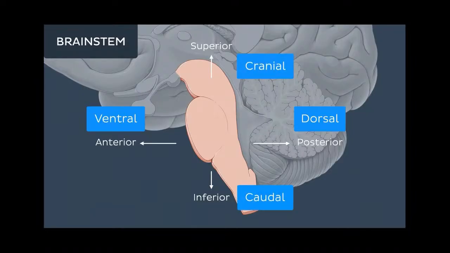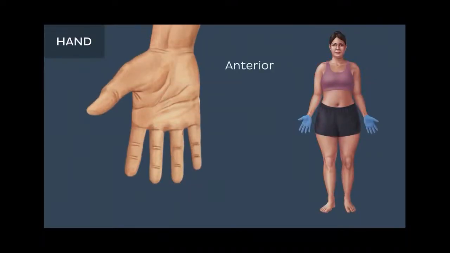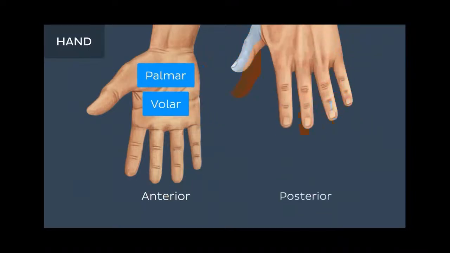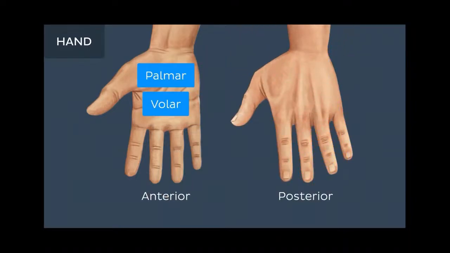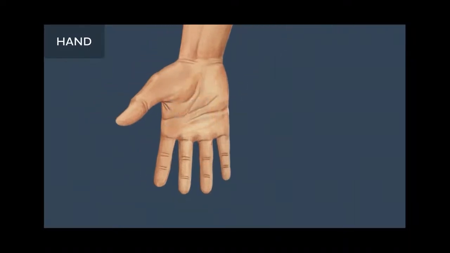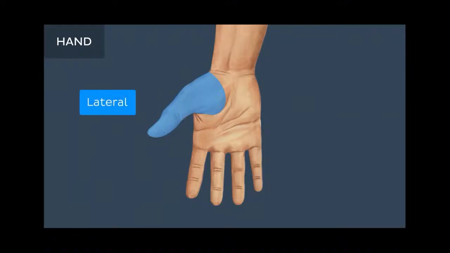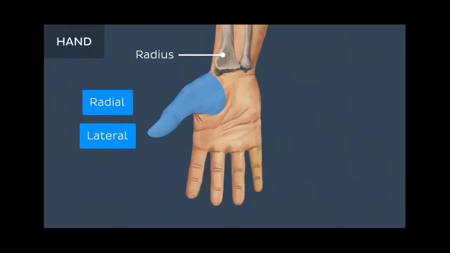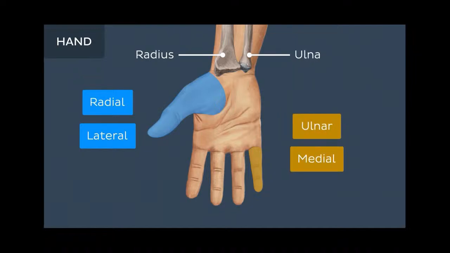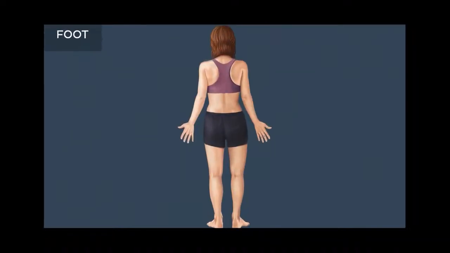Moving further down to the hand, the anterior aspect is often referred to as the palmar or volar aspect of the hand, while the posterior aspect or back of the hand is referred to as the dorsal aspect. The thumb is on the lateral or radial aspect of the hand, while the little finger is on the medial or ulnar aspect. We're going to move on now to the feet.